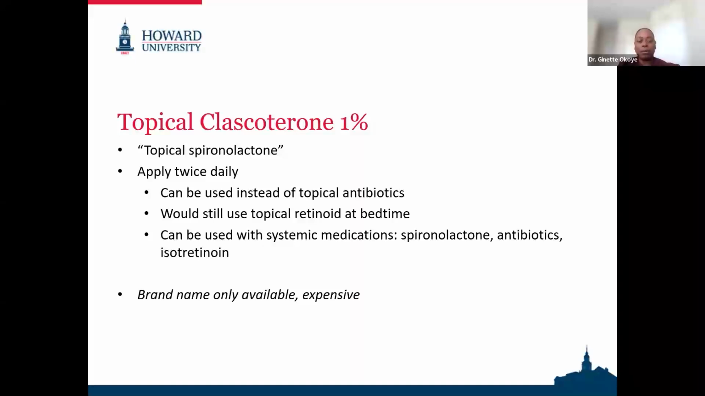So for my patients, I would do twice a day, and I would still have them do a topical retinoid at night. You could use it together with other systemics like spironolactone, antibiotics, even isotretinoin. As a matter of fact, towards the tail end of an isotretinoin course, one of my colleagues really likes to start adding clascoterone in the last month or 2, especially for adult women. And she really thinks that decreases their chances of recurrence. So I've been doing that for my patients who are lucky enough to get it covered.